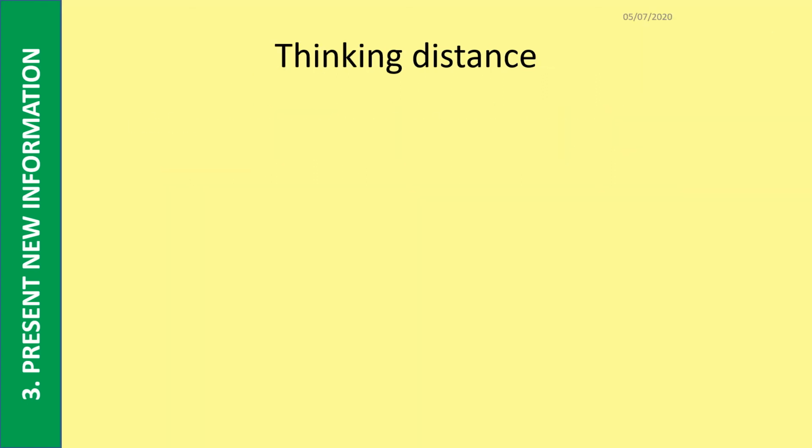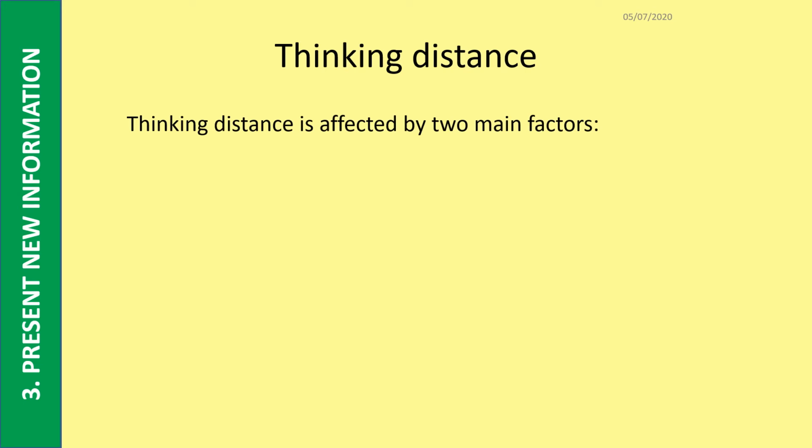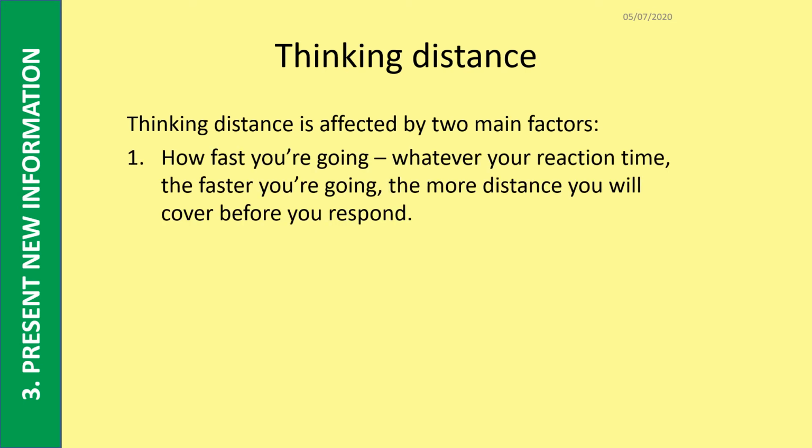Your thinking distance is affected by two main factors. The first one, quite obviously, is your speed. When you react to an obstruction, the faster you're going, the more distance you're going to have covered in the time it takes you to react. So the first factor is how fast you're going.